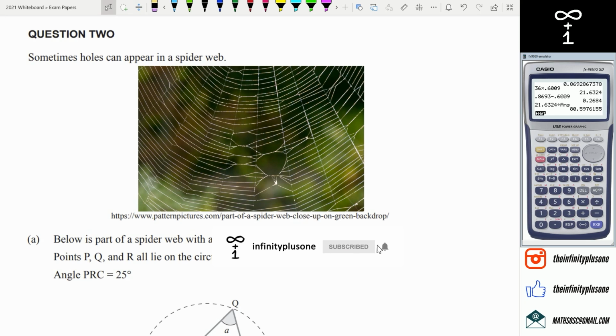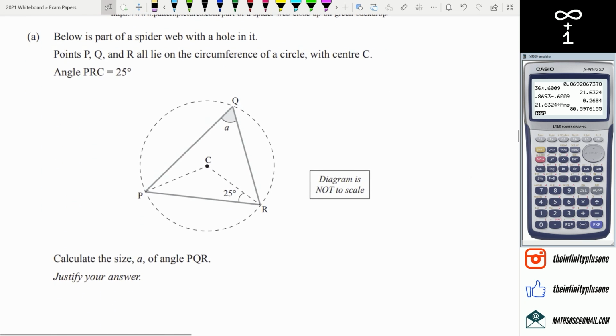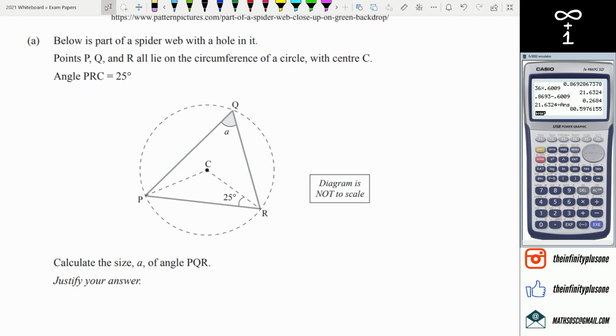Alright guys, so we go with question 2, and as you can see, more spider webs. Clearly the examiner was looking at some beautiful spider webs when they were writing this exam paper. At least we think so, but let's get going with this question anyway. We've got question 2A at the moment. We've got to calculate the angle A.